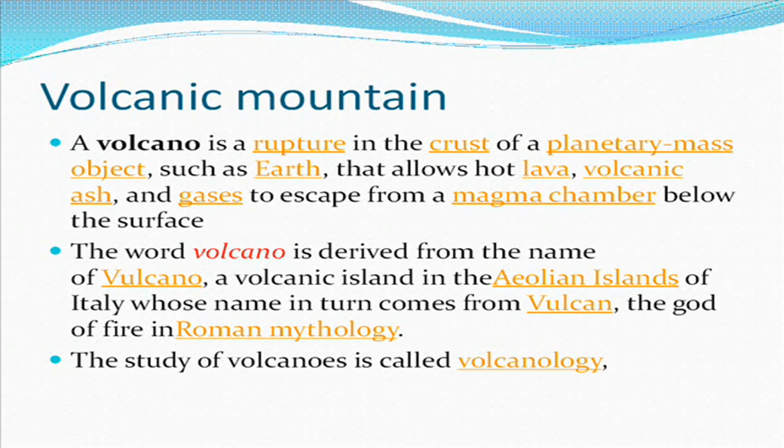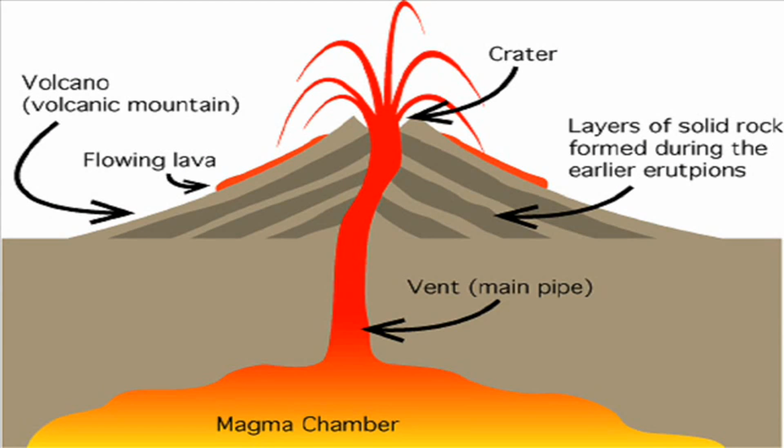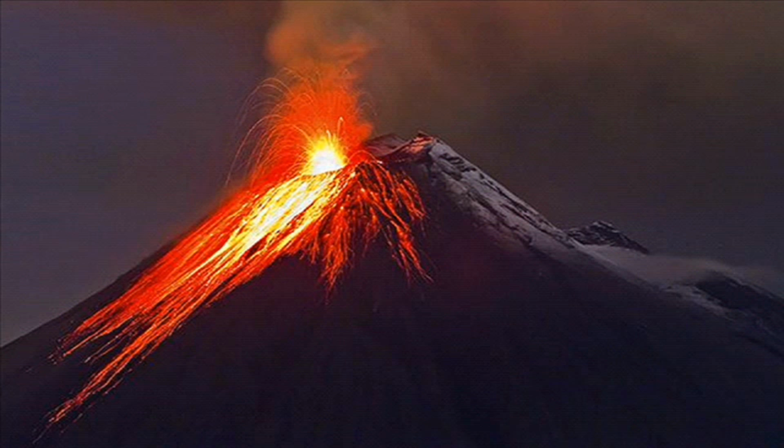The molten magma ejected onto the surface of the earth to form a mountain is called a volcanic mountain. In the formation of a volcanic mountain, magma is melted and ejected onto the outer surface of the earth to form the mountain. This is the picture of a volcanic mountain.